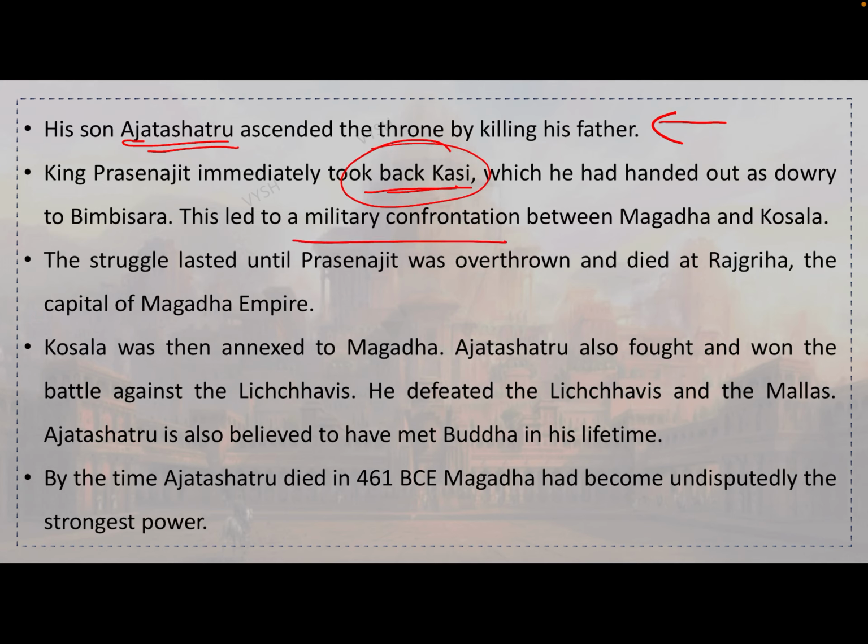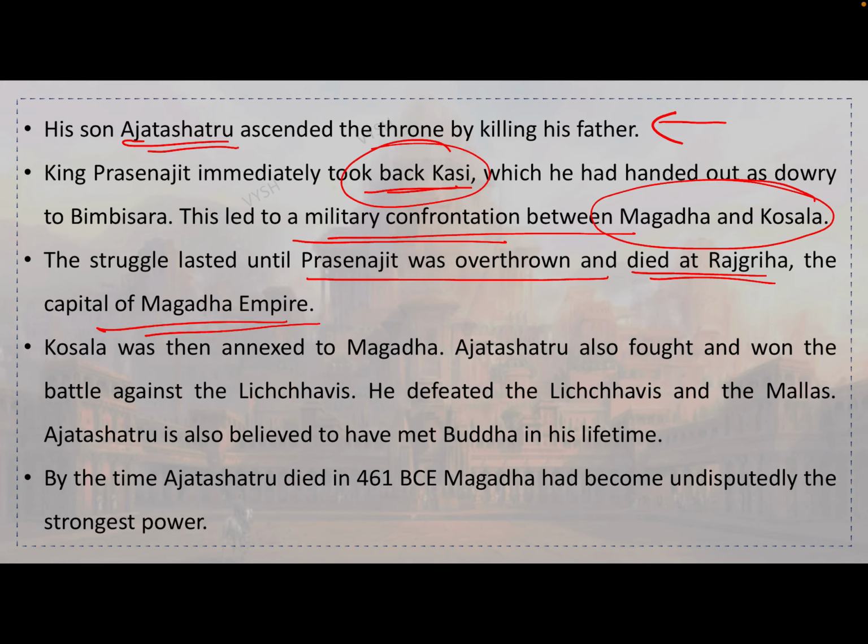This led to military confrontation between Magadha and Kosala. The struggle lasted until Prasenjit was overthrown and died at Rajgriha, the capital of the Magadha Empire. As soon as Prasenjit died, Kosala was linked with Magadha. Kosala was then annexed to Magadha.